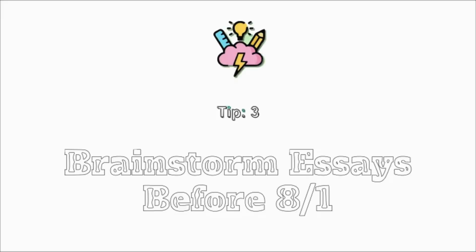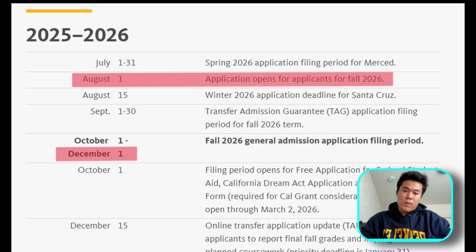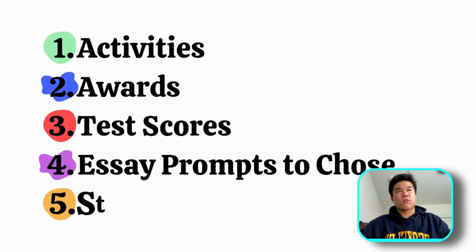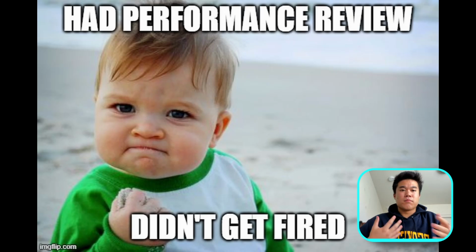That's really important. My tip number 3 for the preparation part is to brainstorm your essays way ahead of August 1st. The UC application opens on August 1st and closes at the end of November or early December. However, what I would do is open a Word document or a Google Doc and start jotting down my activities, awards, test scores, along with the essay prompts I'm choosing and what kind of stories I'm going to talk about. This way I can get a head start with my application and save a bunch of time to review and polish it, and it would only work in a good way.